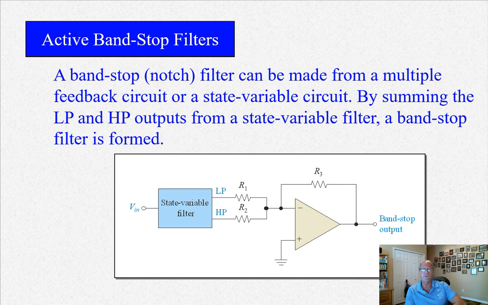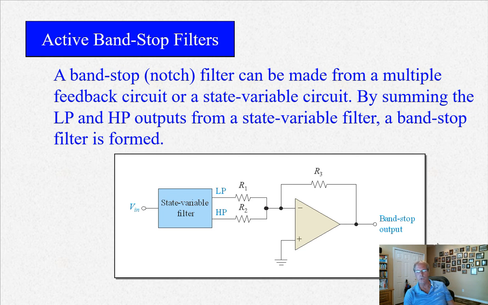You can do a notch filter, so I was getting to here, by summing the low pass and high pass outputs of your state variable filter. And you end up with a band stop output. So you can get high pass and then you get low pass, right? I guess to you it'd be low pass and high pass the way I'm facing. And you get a notch. So that's a band stop filter or a notch filter.